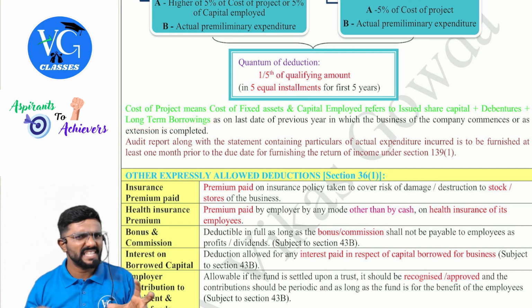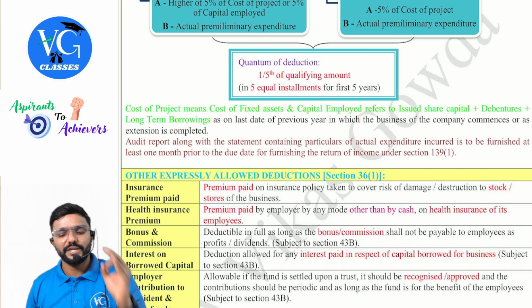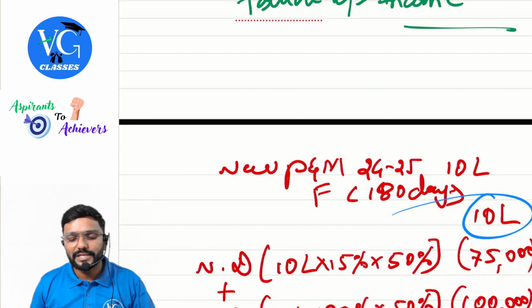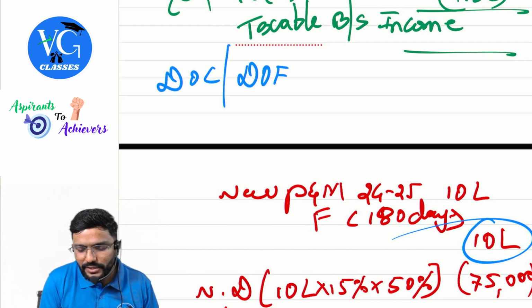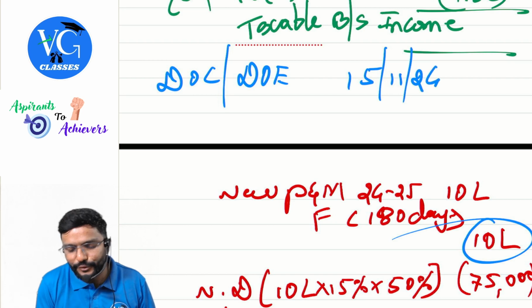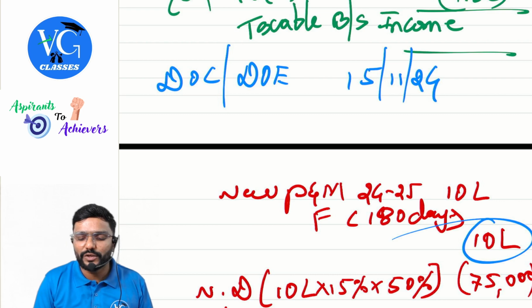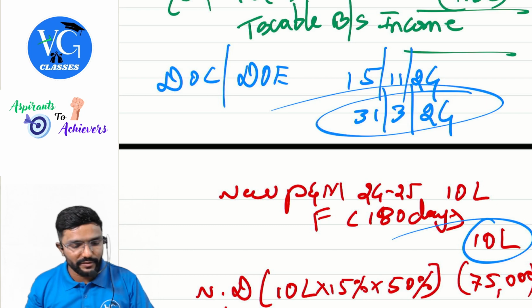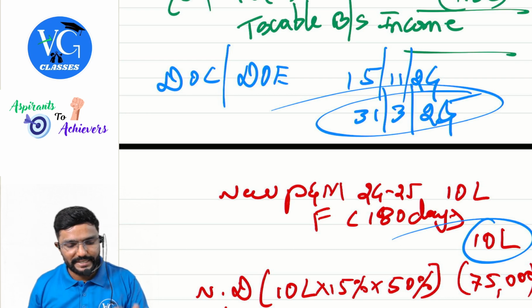As on what day should I take? Is it as on the date of commencement? No, no. As on the last day of the previous year in which the business of the company commences or the expansion takes place. For example, guys, assume the date of commencement or the date of expansion is 15th November 24. We have to take the capital employed as well as the cost of project as on what day? You will close your first balance sheet on what day? 31st March 25. Your first balance sheet date, guys.